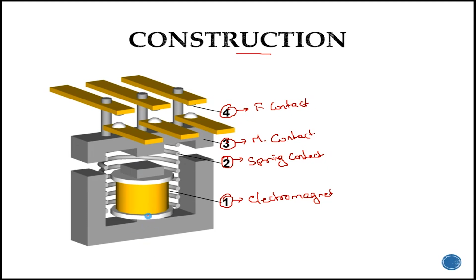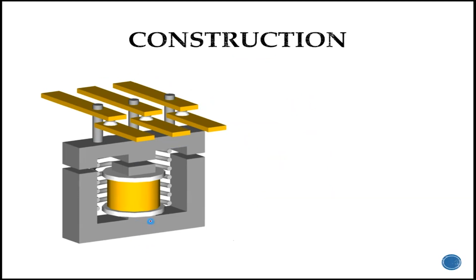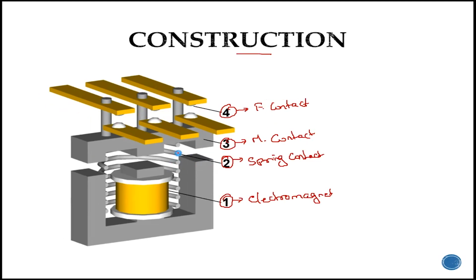When the coil is energized, then the movable contacts will start moving and it will attract to the core. Then the contacts will become closed contact and the power will start flowing to the secondary circuit. When the coil is de-energized, the spring will return to the initial position and it will become open contact.